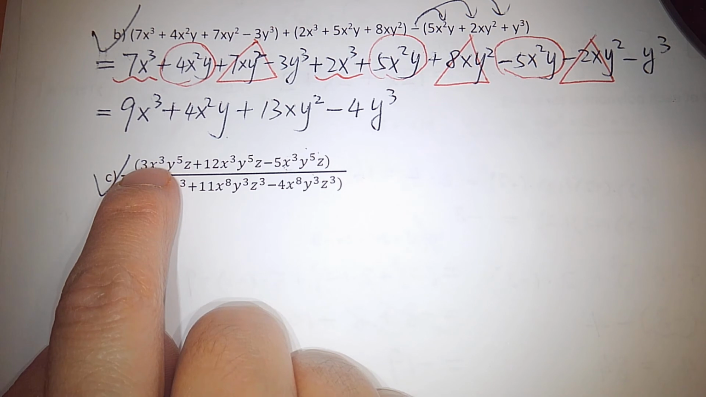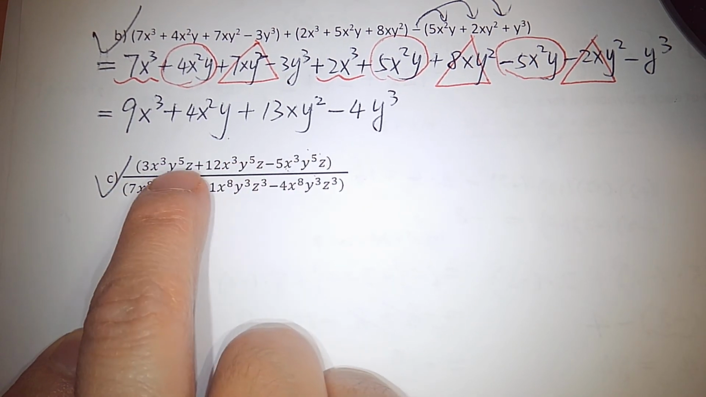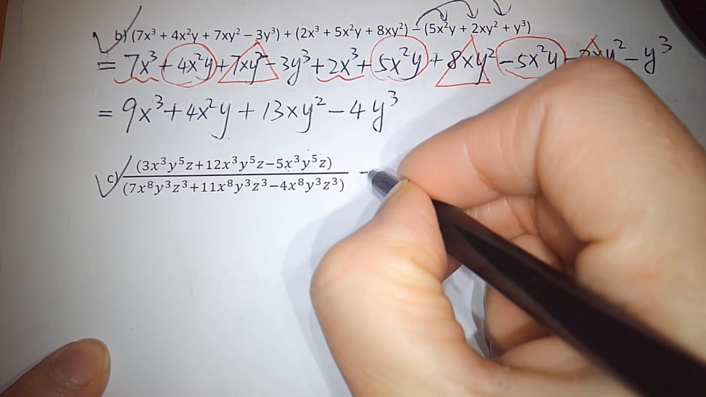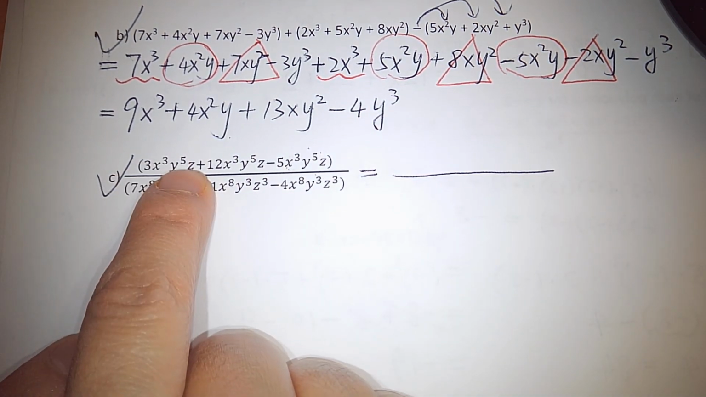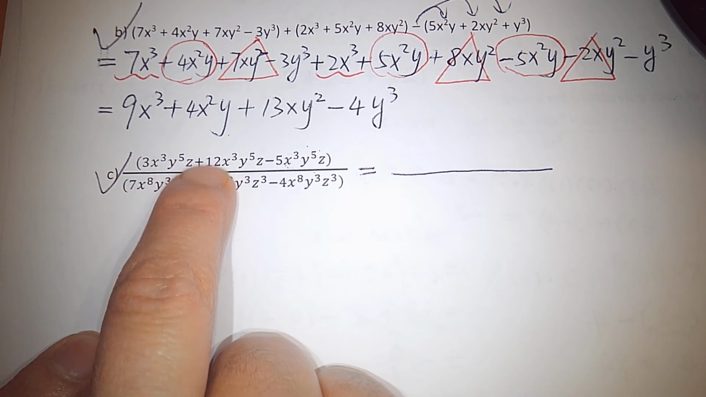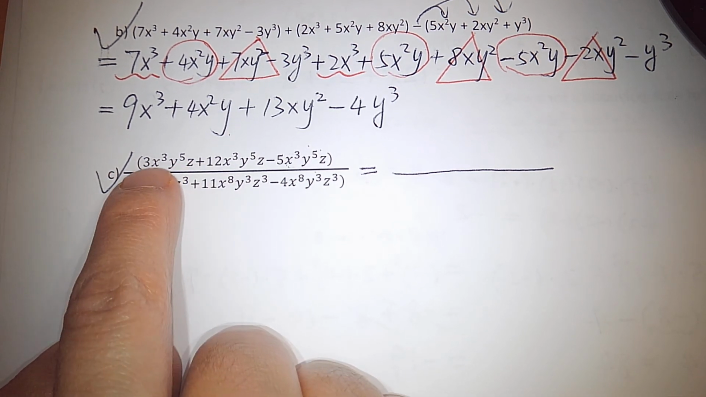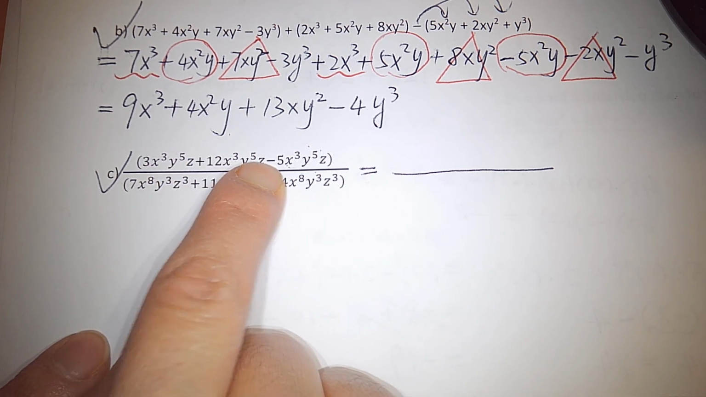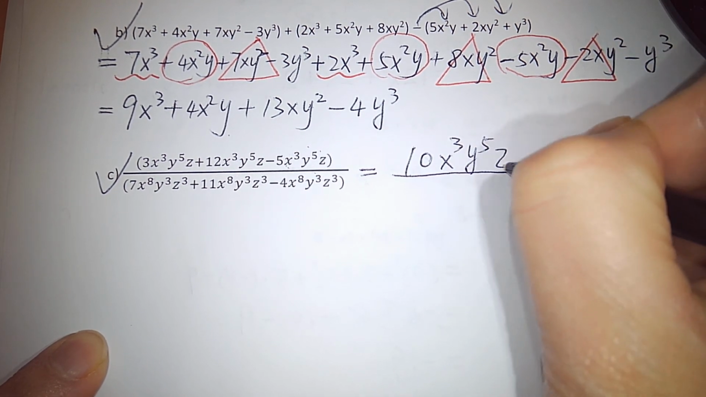On the top, we always have the x to the cube, y to the fifth, z. Are these terms like terms? X to the cube, y to the 5. Yes, they're all like terms. So we only need to deal with the coefficient, right? So 3 plus 12 minus 5, right? So 3 plus 12 give us what? 15. 15 minus 5, 10, yeah. So 10, x to the cube, y to the fifth, and z.